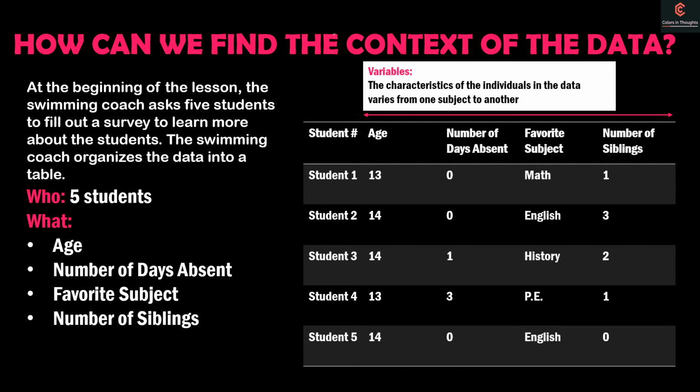Student number is not a variable because they are the individuals in the data. When identifying the variables, make sure that you did not include the individuals of the data in the variable list.